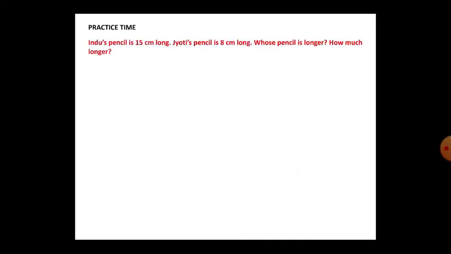So like that. See here, Indu's pencil is 15 centimeter long. Jyoti's pencil is 8 centimeter long. Whose pencil is longer? How much longer? Here the answer is Indu's pencil is longer than Jyoti's pencil. By seeing itself you can tell 15 is greater than 8. So whose pencil is 15 centimeter long? That is Indu's pencil. So Indu's pencil is longer than Jyoti's.